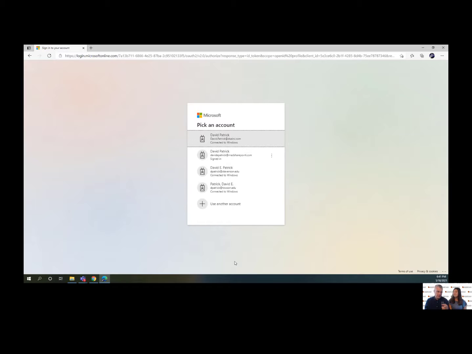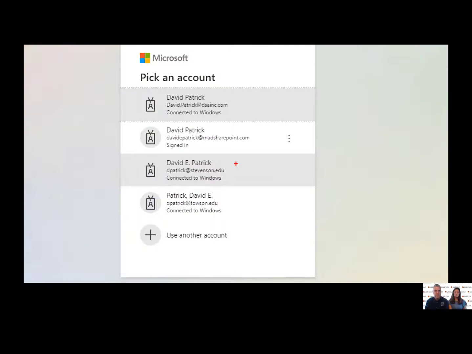So what we saw just two seconds ago is there was a little... Why did they hide that at the bottom? Hey, just get into the meeting. No, down here, and that's where you can see I've got different IDs. There's my DSA identification. There's my Mad SharePoint. There's one of my schools, Stevenson, another one of my schools, Towson.